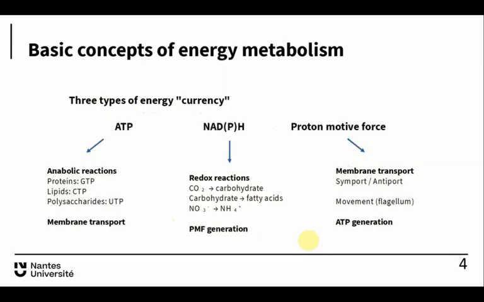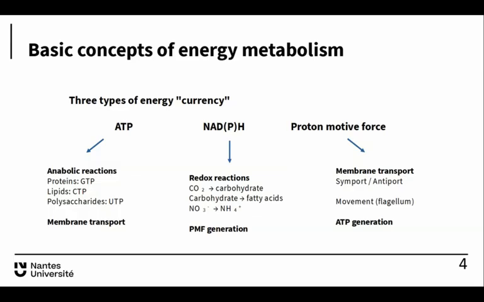Now, I guess you probably all know, but it's worth having a reminder that there are three types of energy currency in cells: ATP, NADH and NADPH, and the proton motive force across a membrane. And bacteria, they need all three of these things. Okay, so ATP, the hydrolysis of ATP to ADP plus an inorganic phosphate, releases energy which is useful for all sorts of biochemical reactions inside cells.